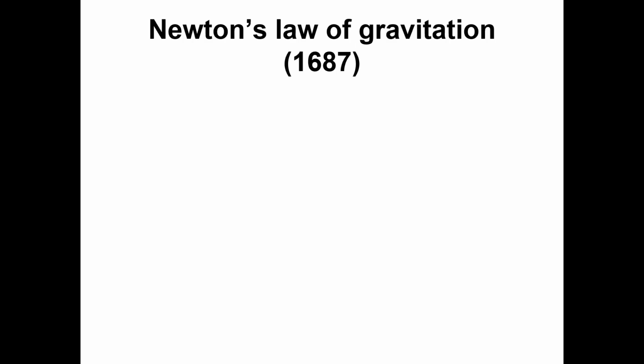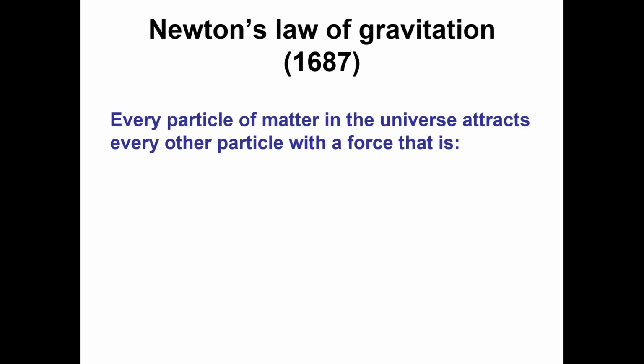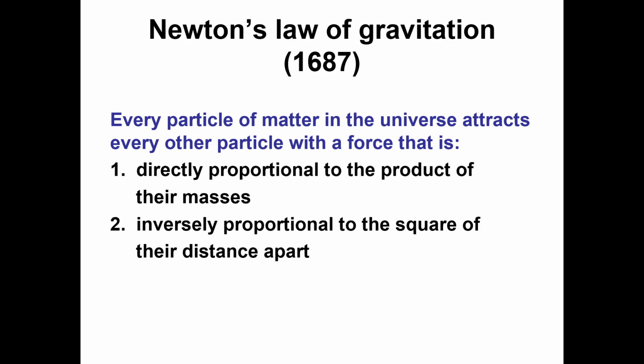So now I sometimes start off with Newton's law of gravitation and then go into field strength. So Isaac Newton came up with his theory of gravitation, and the essentials are that every particle of matter in the universe attracts every other particle with a force, and these are the main points. It's really easy to trip up on these. The force is directly proportional to the product of the masses, inversely proportional to the square of their distance apart. Now, the main slip-ups here are students often forget product.